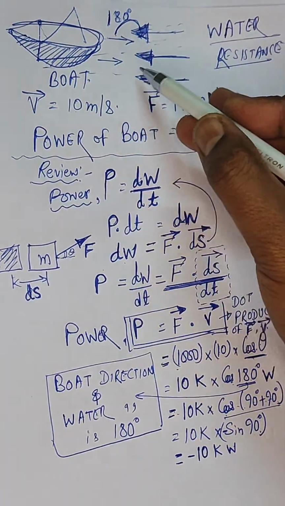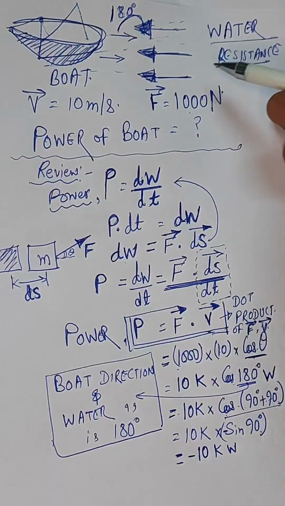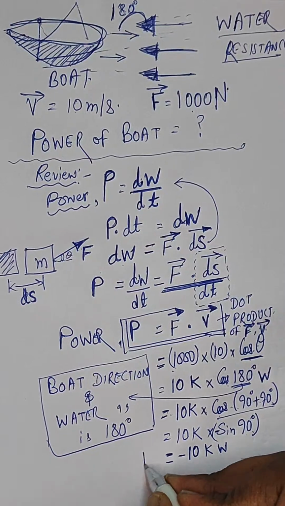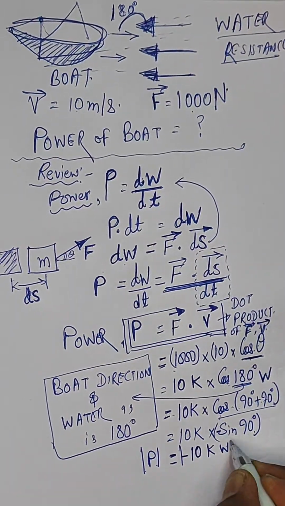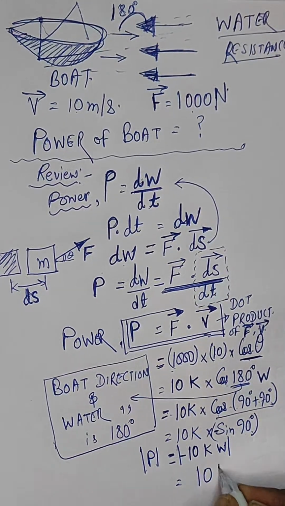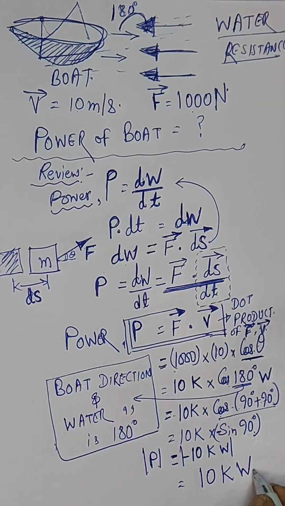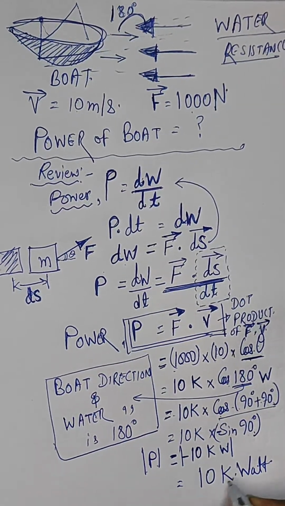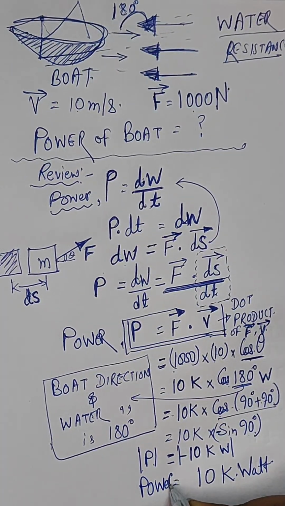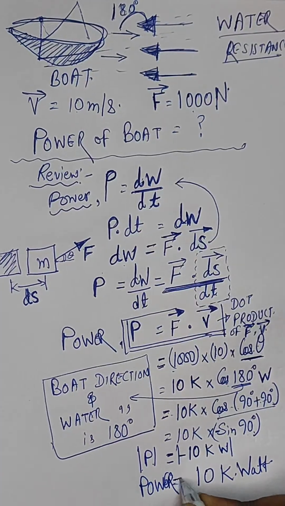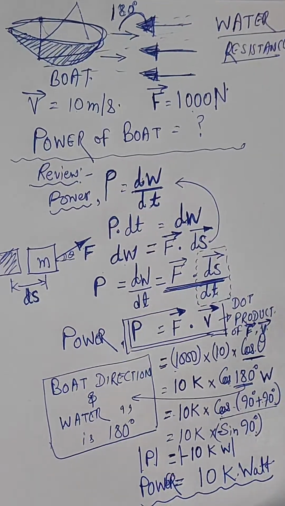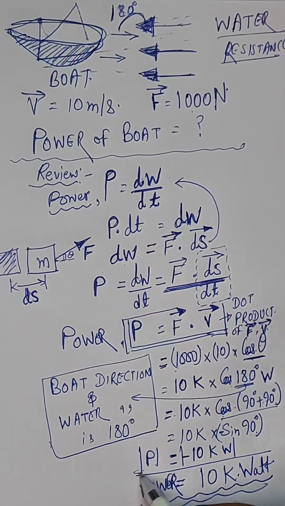Why this minus 10k watt? We can consider it because this is resisting the flow of the water, right? The boat is going to the right and water is coming over here. So if you take the magnitude of the power, this is coming as 10 kilowatt. So the power of the motor boat is calculated as 10 kilowatt, my dear friends. And this is your answer.